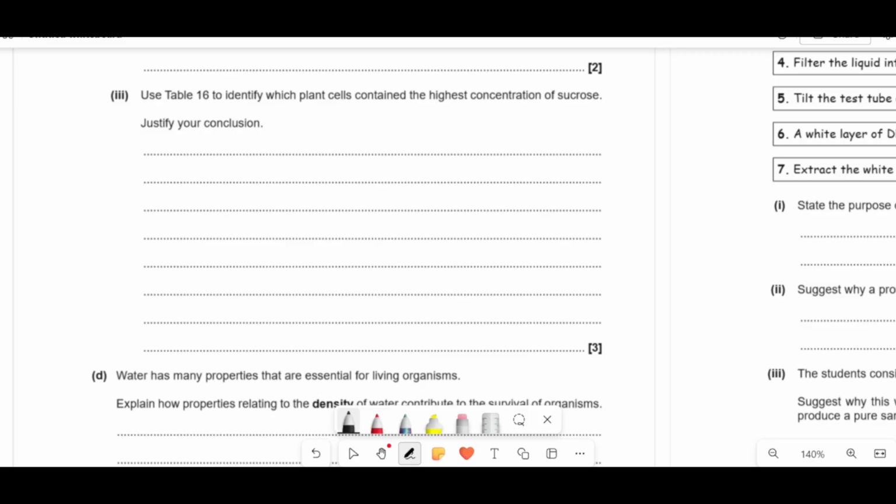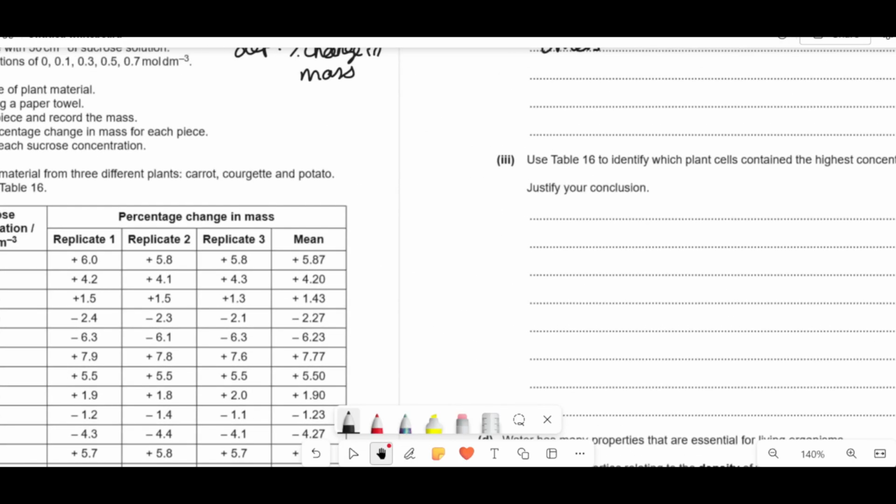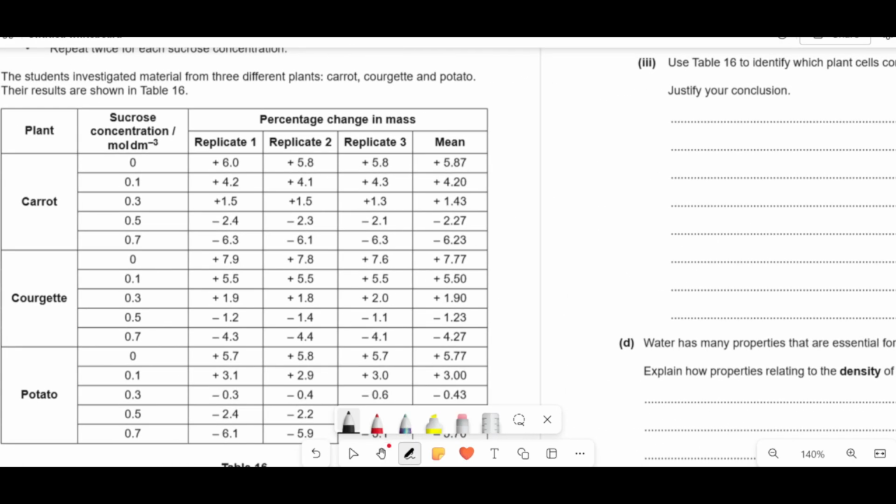Use table 16 to identify which one had the highest concentration of sucrose and then justify your conclusion. So the idea here is that wherever we have the changeover point, like I was saying before, where there is no percentage change in mass, that's where the water potentials of the two are going to be equal. If the water potentials are equal for 2 of them, then it's pretty alright to assume that the sucrose concentration would also be similar. So in that sense, we're looking for whichever ones have the highest change, basically, the bit where they change over.